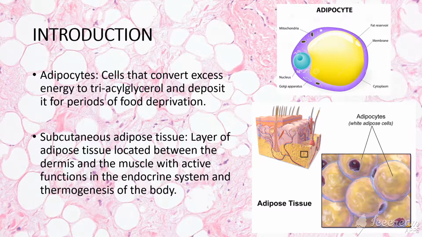tissue. This layer is necessary for the correct function of the endocrine system, and also it's important in thermogenesis. In this class, I'm going to focus on this subcutaneous adipose tissue layer, specifically on the non-invasive techniques for the removal of its excess.